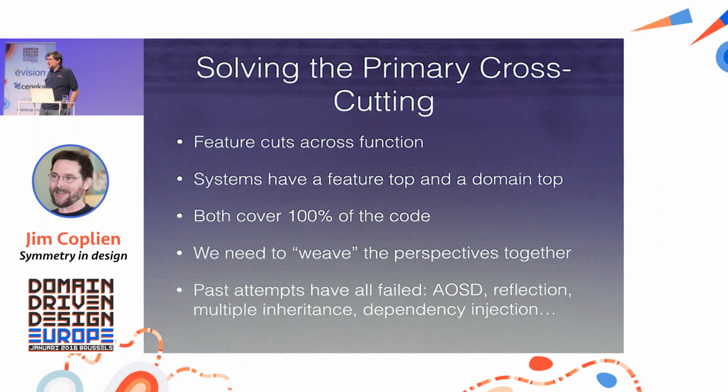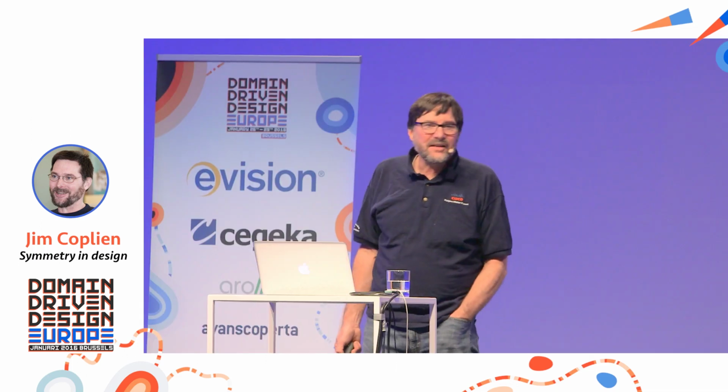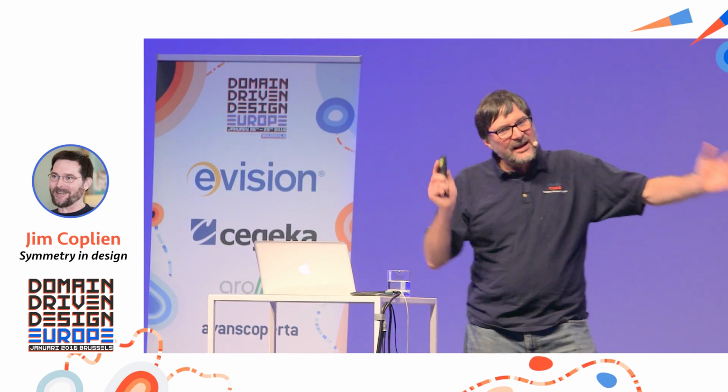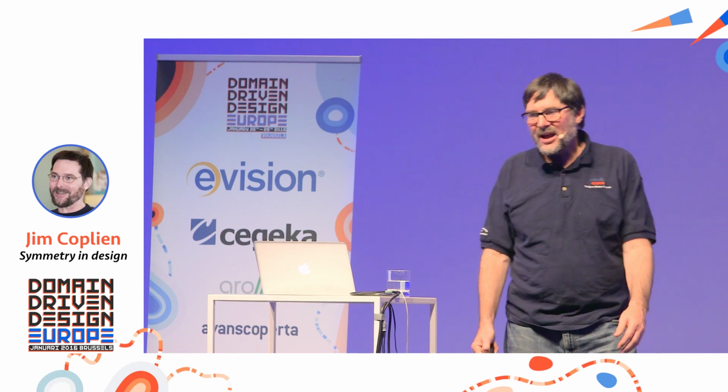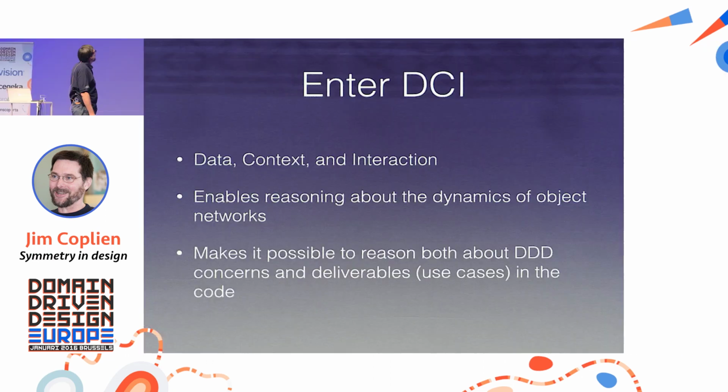And it's there to support some domain model. If it's not, take it out. And we need to weave these two perspectives together. There have been a lot of past attempts at this: aspect-oriented design, reflection, multiple inheritance, dependency injection, and none of them really solve the problem. They're like the six wise men and the elephant, around the edge of the elephant, trying to solve this.